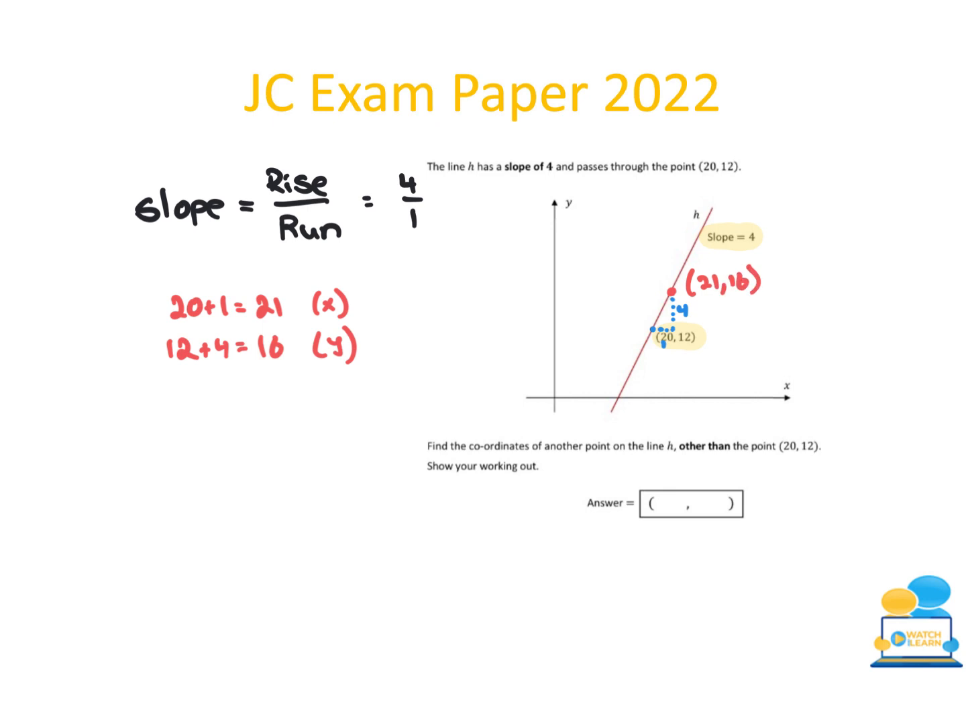Now there are several different answers that you could get for this question. We could continue on with this slope of a rise of 4 and a run of 1, again from this point, and that will give us another point on the line. So running over 1 and rising 4 would give me another point here that would be (22, 20). So either of these answers would be correct for this question. They're both points on the line H. There's an infinite number of answers that you could give for this. So I'm going to put down (21, 16) as another point on the line.